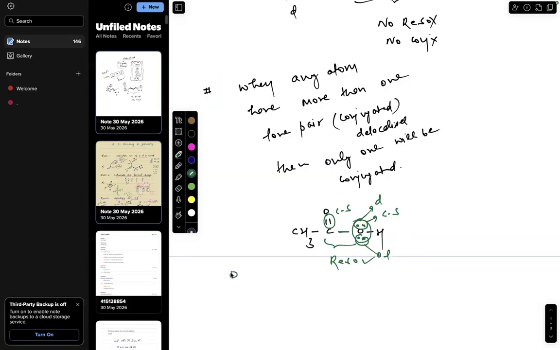For example, look at this group. This is again the condition of resonance. The lone pair and double bond are both conjugate species separated by a single bond. So it means we have a condition of resonance. The oxygen has more than one lone pair, so only one would be delocalized. So this lone pair would be localized. Make sense?